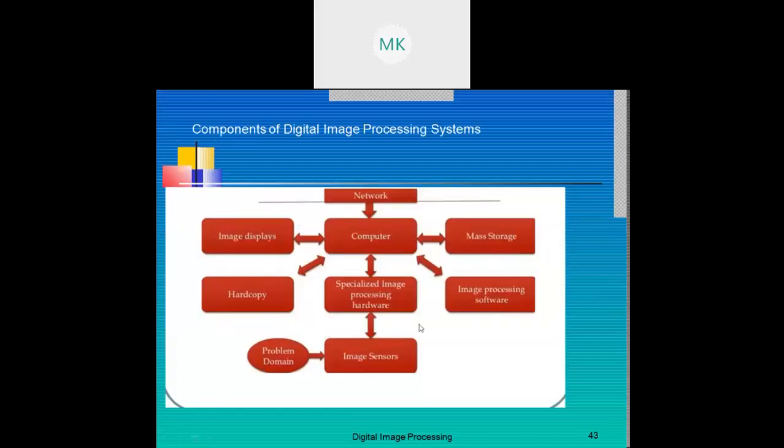As we have considered, the first component is the image sensor. The second component is specialized image processing hardware. Next is image displays, mass storage, image processing software, computer, and the last is network. So all these are the components of a digital image processing system.